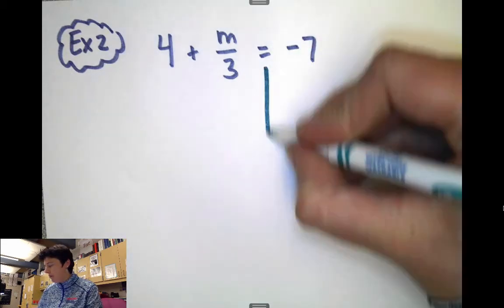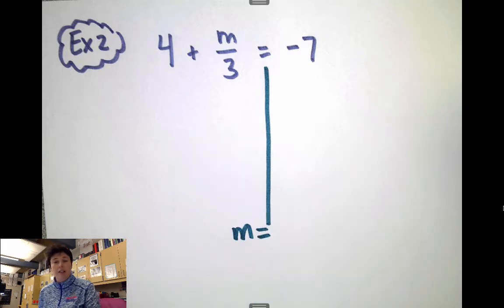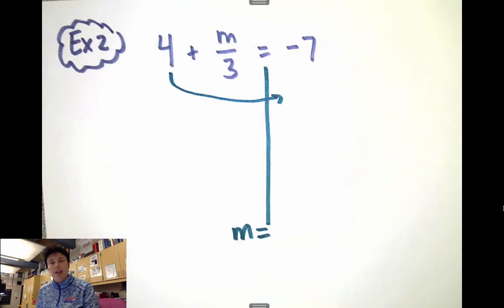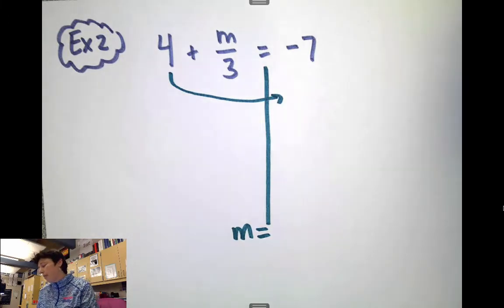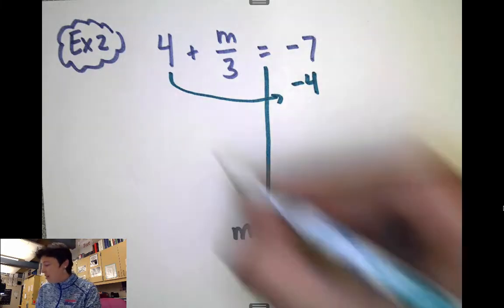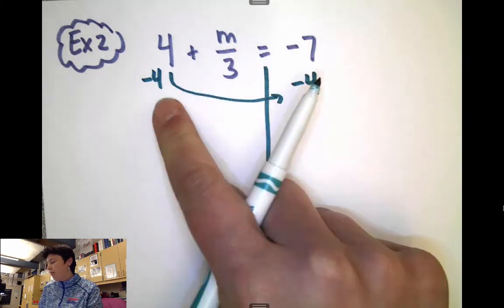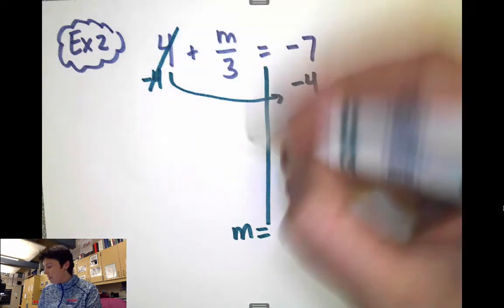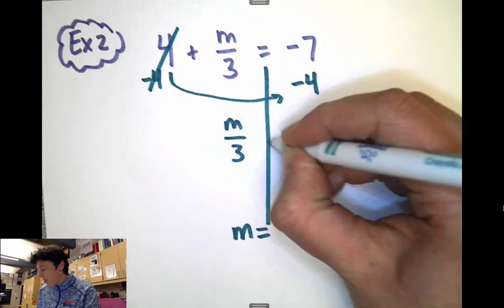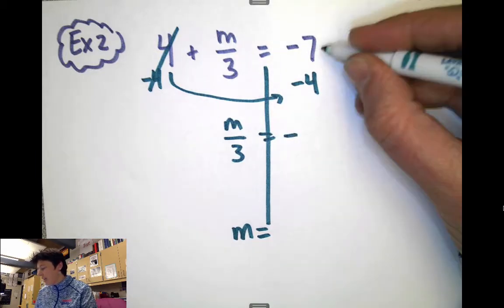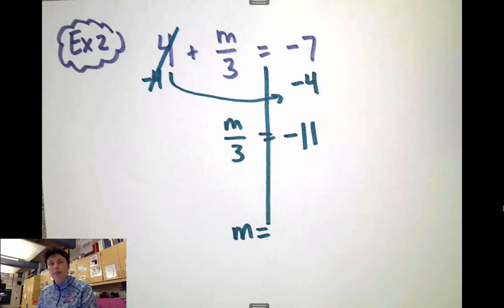So I'm going to put a line down the middle. And at the bottom, I'm expecting to get an answer for m equals. So I see I'm going to need to get rid of the 4 and the 3. So I'm going to start with the 4 first. Let's flip the 4 over to the other side. It's a positive 4, so when it flips, it's going to be a negative 4 on the other side. That's the exact same idea as subtracting 4 from both sides. 4 minus 4 is 0. I'm getting rid of the 4. Then I'm really just left with this m over 3. So m over 3 equals, and on this side I have negative 7 minus 4. Well, that's going to combine together to be negative 11. 7 plus 4 is 11.